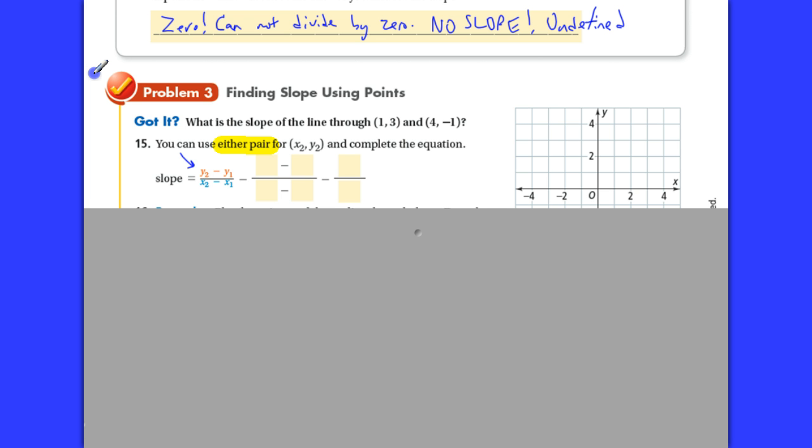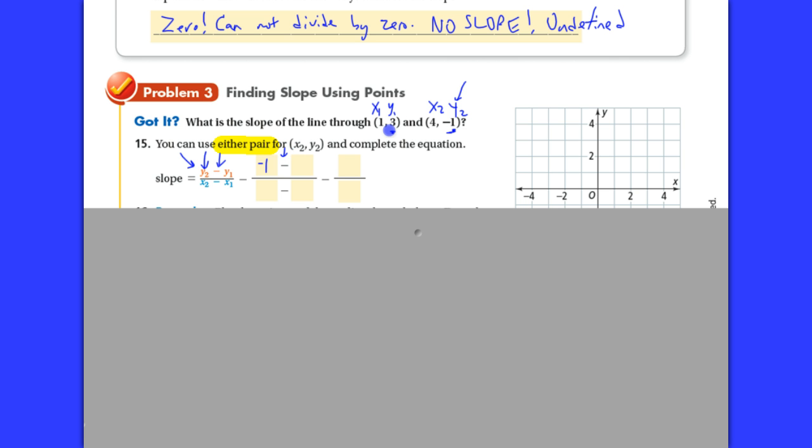So what I did is I just called this one x1 and this one y1, and I called this one x2 and this one y2. All right, so using this formula, we take y2 minus y1. Here's y2. y2 is negative 1. So we put negative 1 right there. Then we put minus, which they wrote in for you right there.